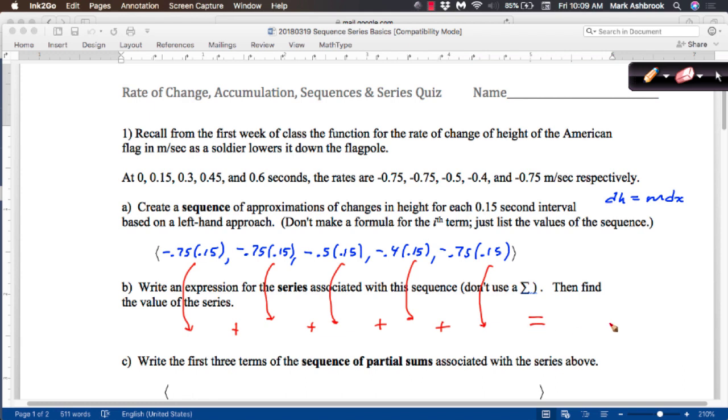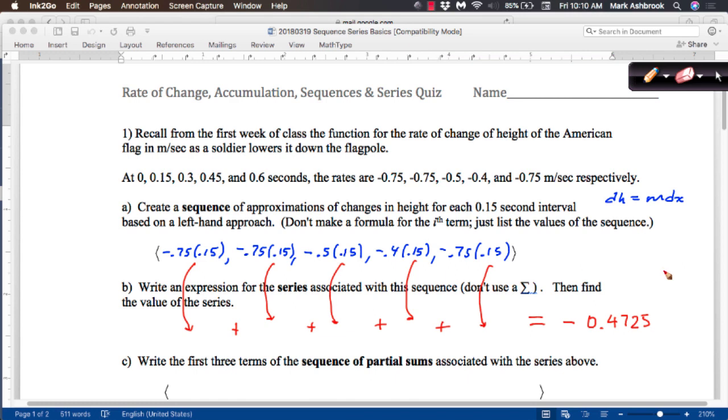Okay, and anyone use your calculator and what did you get for that answer? Negative what? 0.4? Yeah. 0.4725. Someone else get that? Yeah, okay, good. So what does it mean?